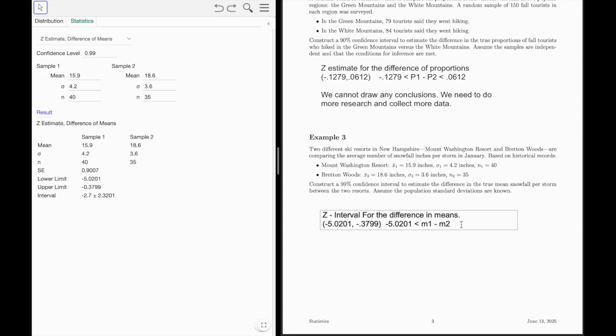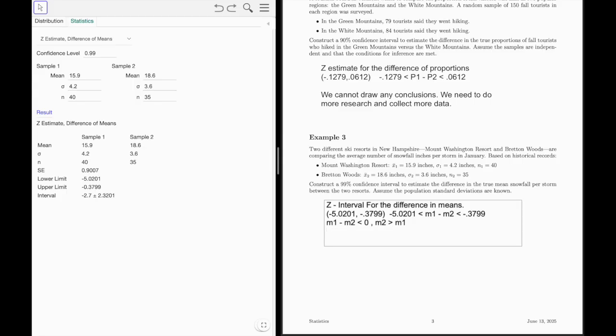So this tells us that mu1 minus mu2, the two population parameters, are going to fall between negative 5.0201 and negative 0.3799. That tells us that mu1 minus mu2 has to be negative. It has to be less than 0 because it falls between two numbers that are negative. And then this tells us if I subtract these two values and I get a negative number, that means mu1 is going to be smaller than mu2. Or we can say it the other way around and say mu2 is greater than mu1.